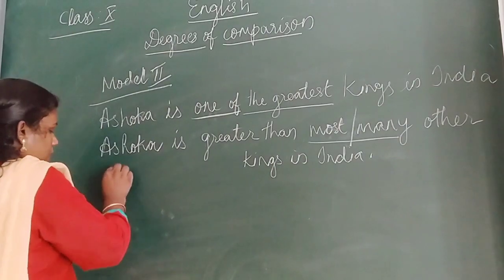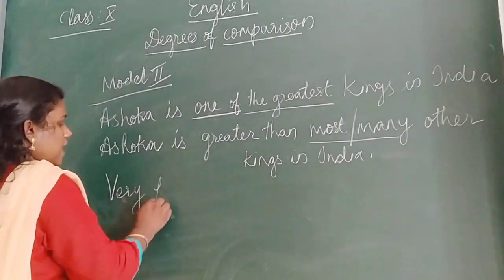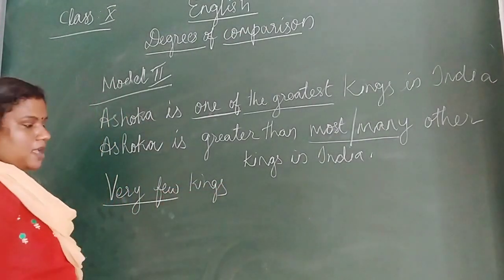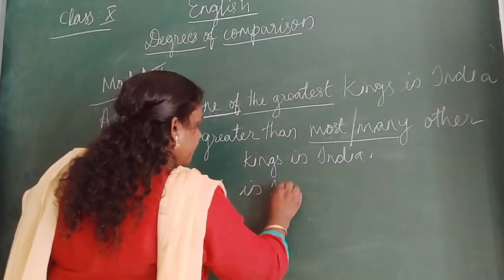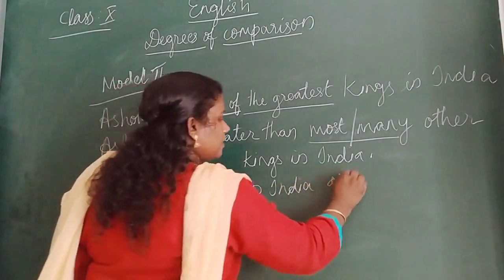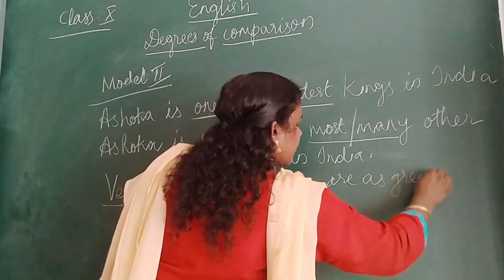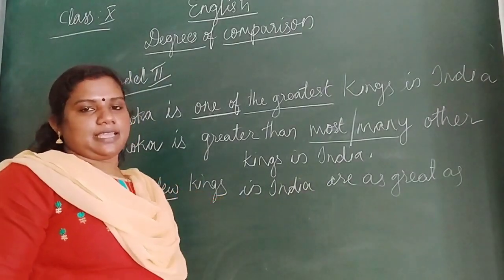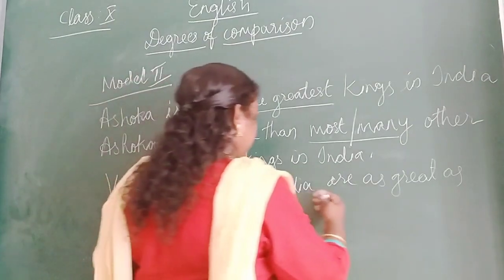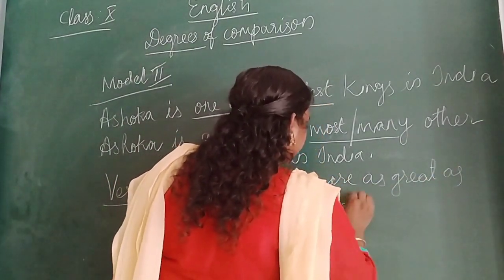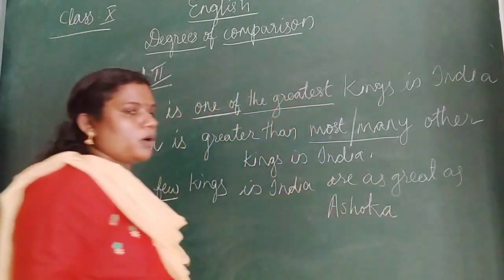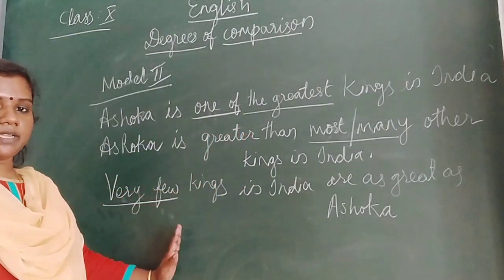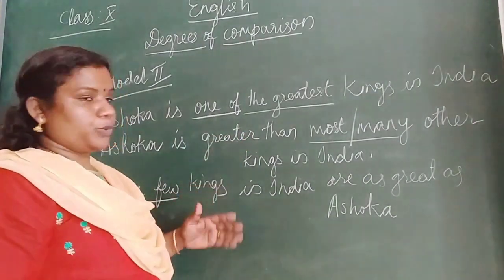And the positive form is also very important. Very few kings in India are as great as Ashoka. Okay, as great as, what is the meaning? Like Ashoka, some kings are here in India. Okay. So in each model, these terms you have to learn well. These structures you have to learn well. Then only we can easily write the other degrees.